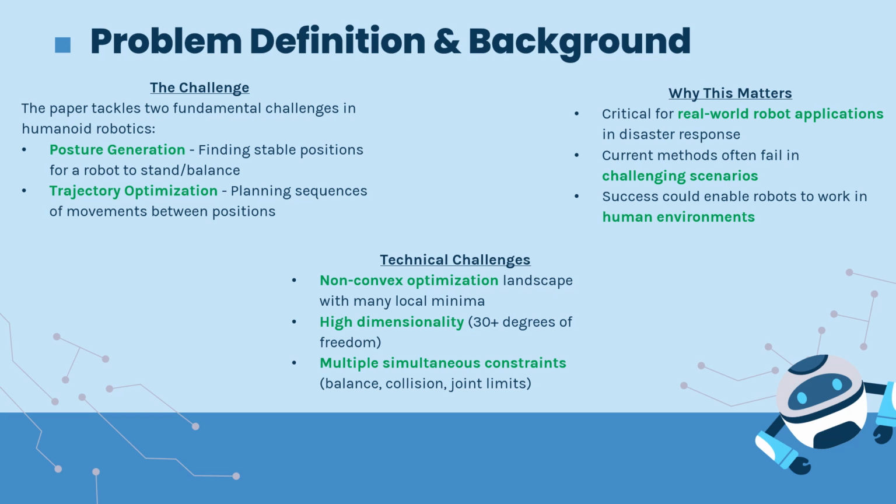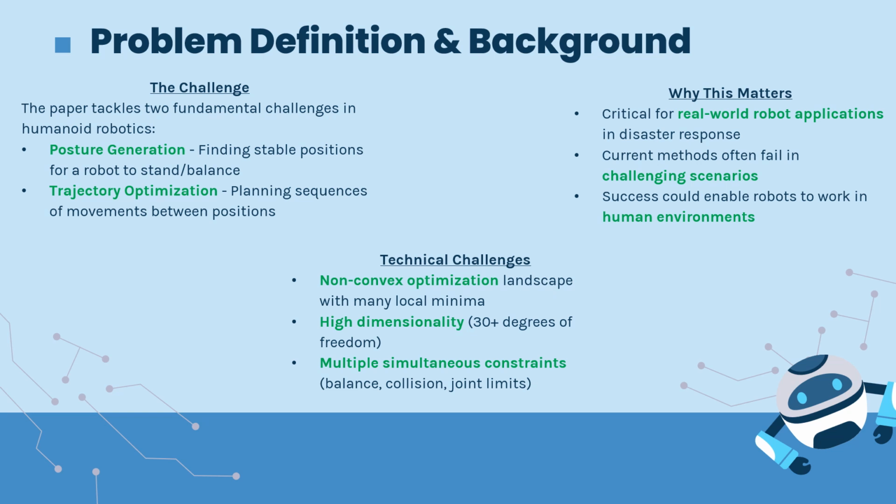So this paper tackles two fundamental challenges in humanoid robotics, which is posture generation and trajectory optimization. These problems arise whenever we want a humanoid robot to navigate complex environments, like let's say a damaged garage. What makes this especially interesting is that while we humans naturally solve these problems when walking around obstacles, getting robots to do the same is remarkably complex.